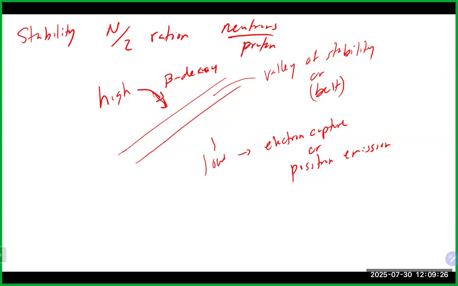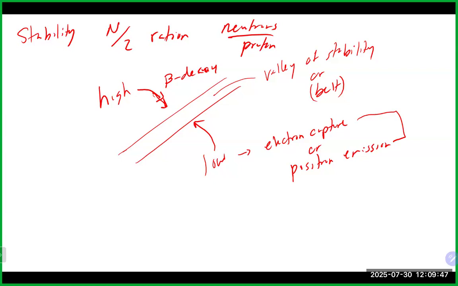And the result of that is it'll kind of bring up the ratio closer to the belt of stability. Now, you may be wondering why you have maybe two options here. And the reason really is they will give you the same product. So if you do an electron capture or a positron emission, you will end up really with the same product regardless of which one you do.